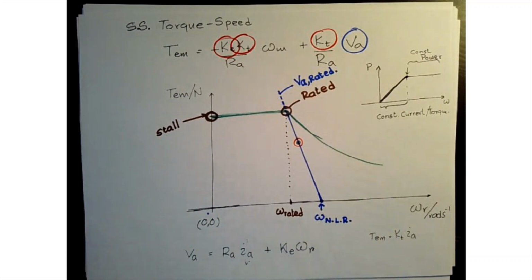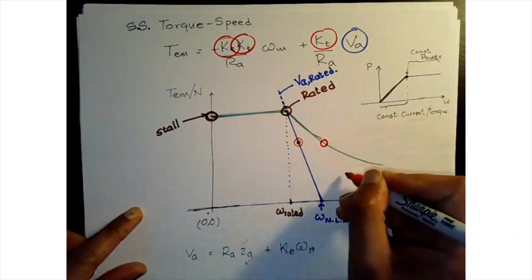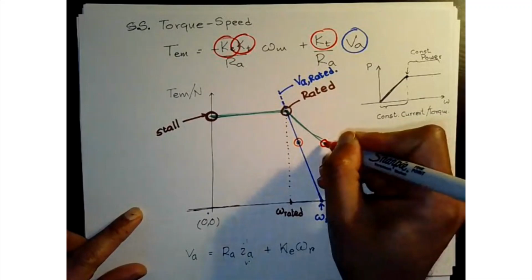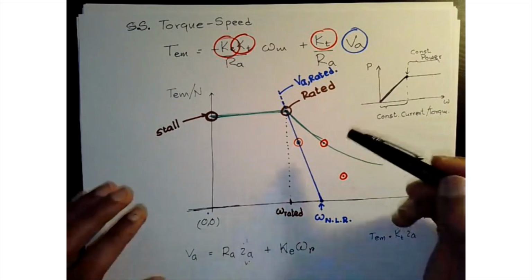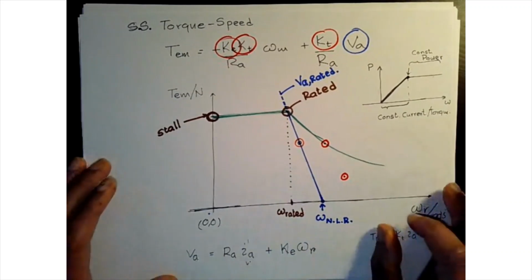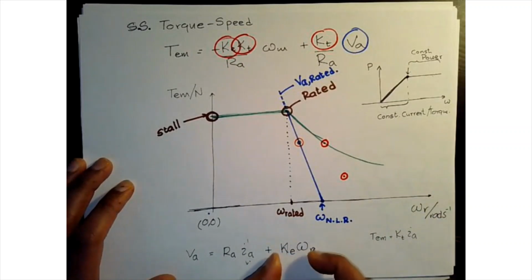However, we can now go past this rated voltage operating line. So that means now we can reach operating points here, here. Okay, we can reach those operating points. Do you guys see that from the equation? If we change Ke for the same speed, we have less back EMF.